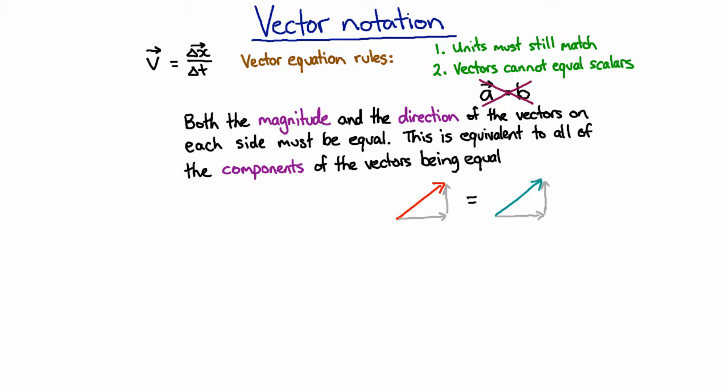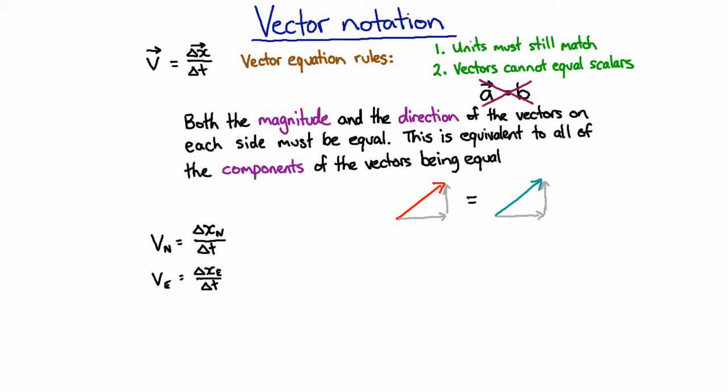So in other words, for our velocity definition, we might say that the velocity in the north direction is equal to the change in position in the north direction divided by the time taken. And we'd also say that the velocity in the east direction is equal to the change in position in the east direction divided by the time taken.